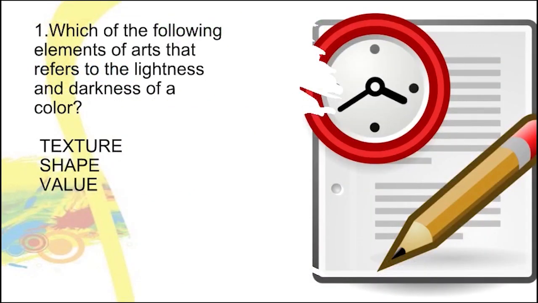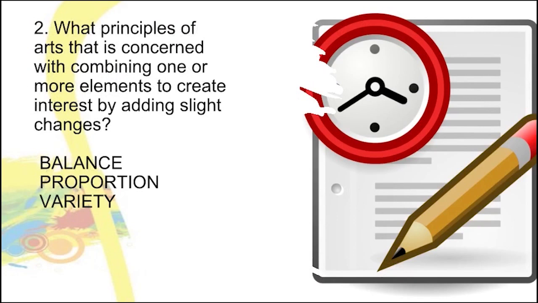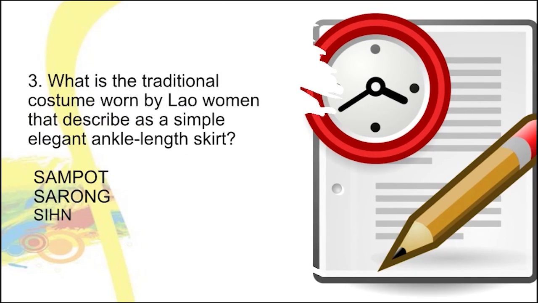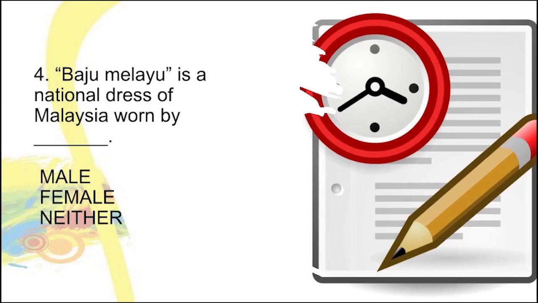Lesson 1. Which of the following elements of art refers to the lightness and darkness of a color? Texture, shape, value. Next. What principle of art is concerned with combining one or more elements to create interest by adding slight changes? Balance, proportion, variety. Next. What is the traditional costume worn by Lao women that is described as a simple, elegant ankle-length skirt? Sampot, sarong, sin. Baju Melayu is a national dress of Malaysia worn by male, female, neither.